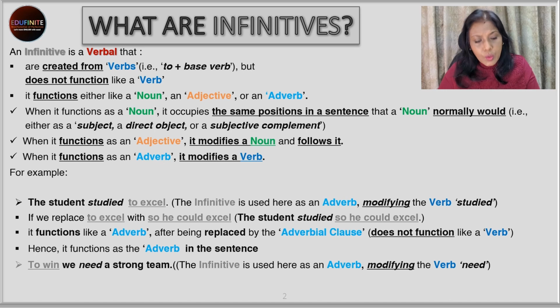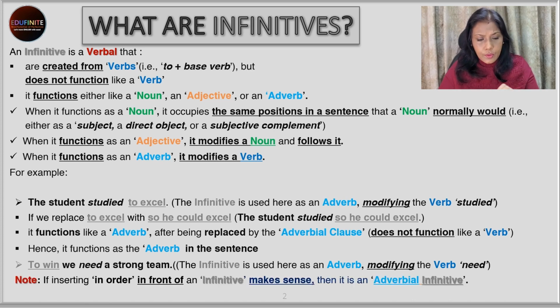Next, to win, we need a strong team. So here again, to win is modifying the verb need. Why do we need a strong team to win? So to win is telling us more about the verb or modifying the verb need. Hence, it is functioning as an adverb.